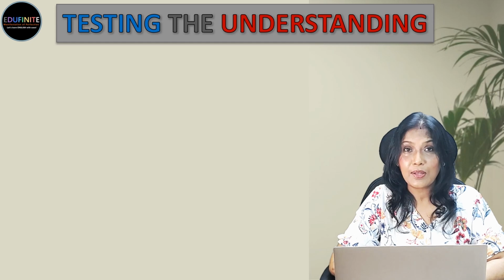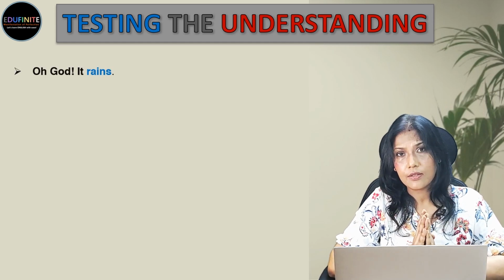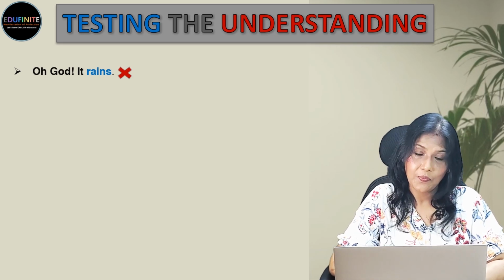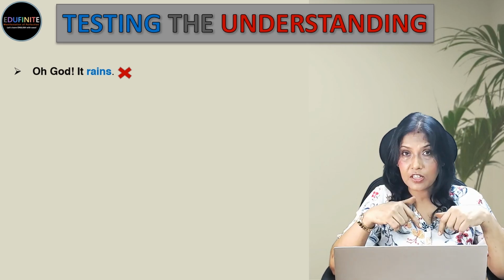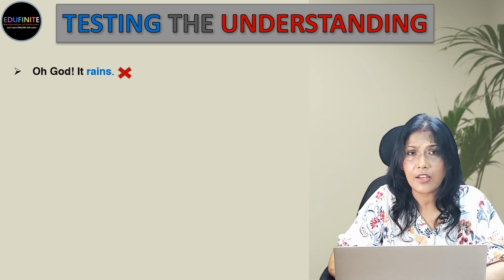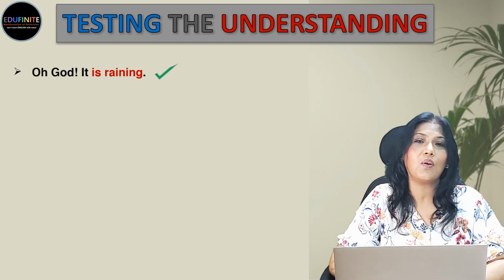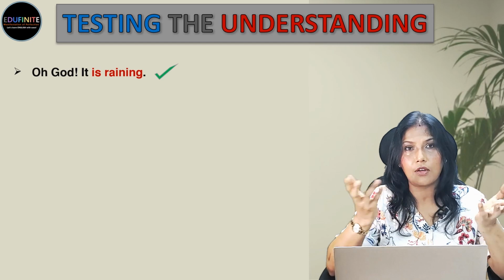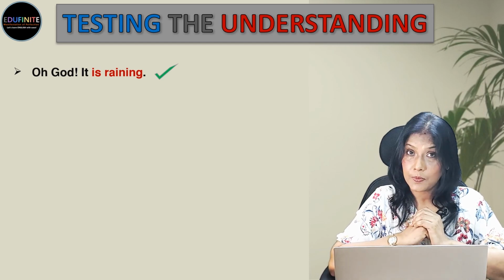Okay, let's look into the first sentence. "Oh God, it rains." What do you think? Is it right or is it wrong? "It rains." No, that's wrong. Why? Because we are telling something about the present moment, and when we talk about something that's happening now, we cannot use present simple tense. What do we have to use? We have to use "Oh God, it's raining." Maybe I've planned an outing and I was just about to go out and it started raining, and I have to wait till the rain stops.